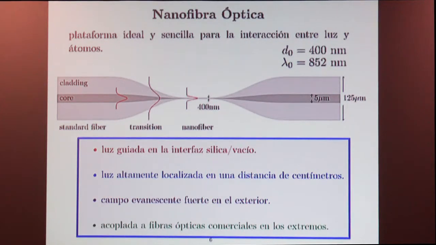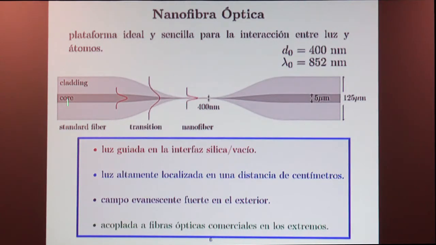Okay? I just need the students to really put attention. The diameter of this nanofiber, in this case, we will assume to be 400 nanometers. That's the diameter. And I'm telling you that a light with a wavelength of 852 nanometers, because it's cesium atoms, is traveling through it. Just realize that the wavelength is larger than the diameter of this thing. In principle, it seems really hard to believe, but believe me, it works, and it works really well.